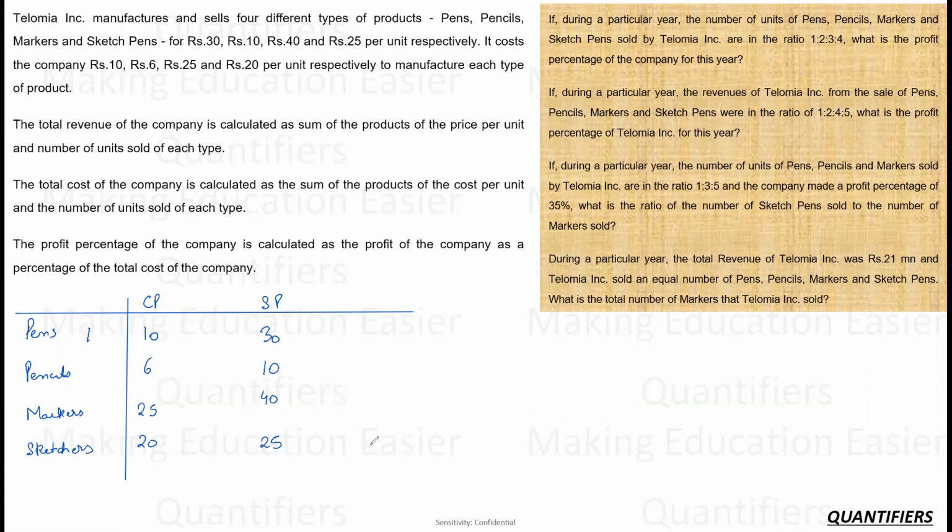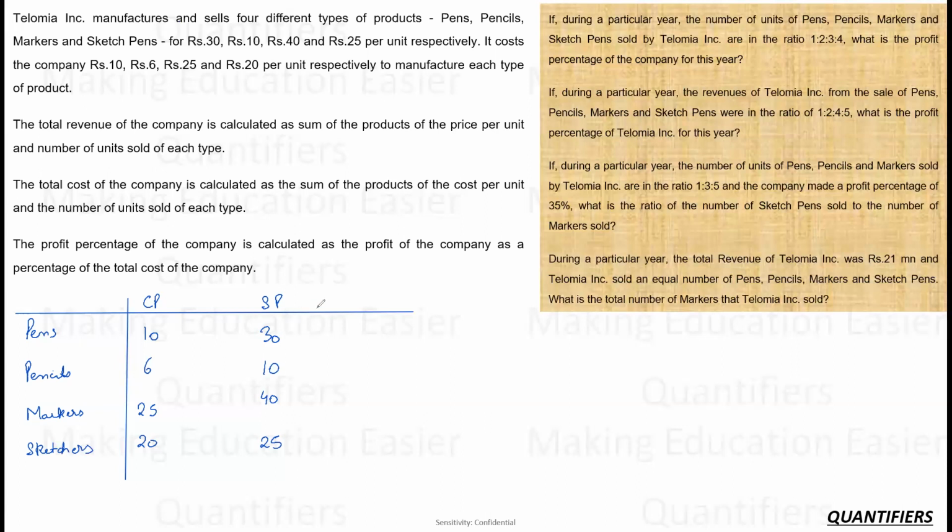The total cost of the company is calculated as the sum of the product of the number of units produced into cost price. The profit percentage of the company is calculated as revenue minus cost. That is obvious, right? Okay. Fine.